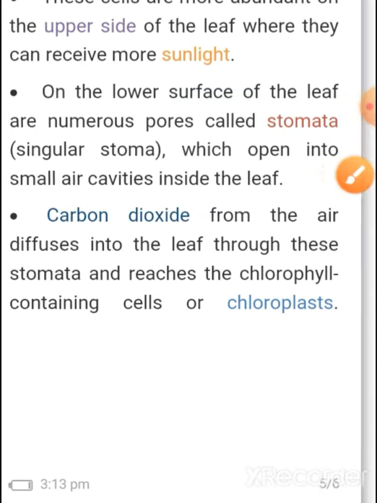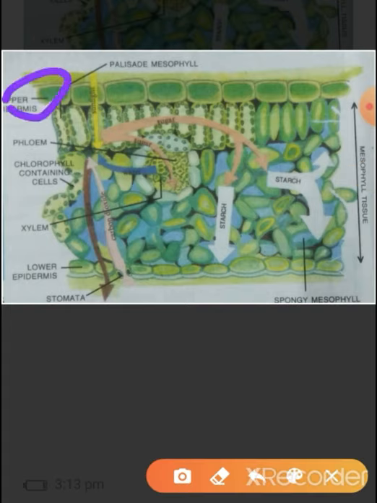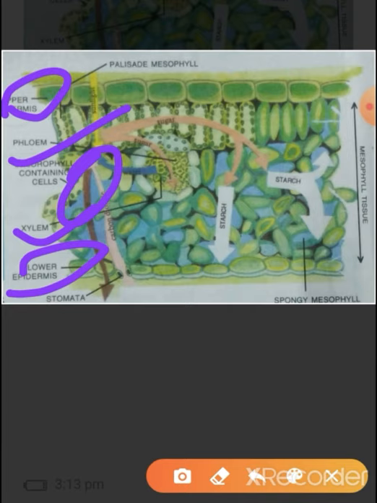Now here is a diagram showing the internal structure of the leaf, in which you can see there is an upper epidermis and a lower epidermis. Between these epidermis cells there are many tissues and cells like xylem and phloem, and you can see there are chlorophyll-containing cells also present, in which the process of photosynthesis is done.